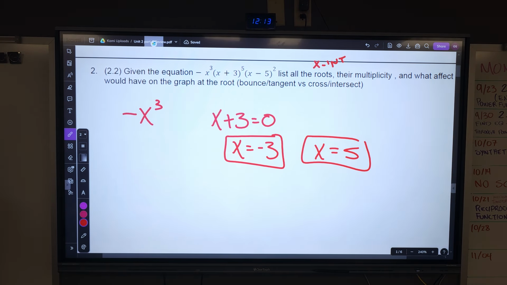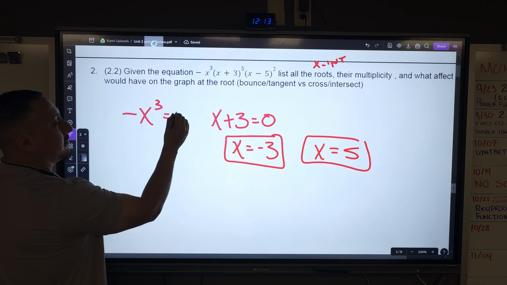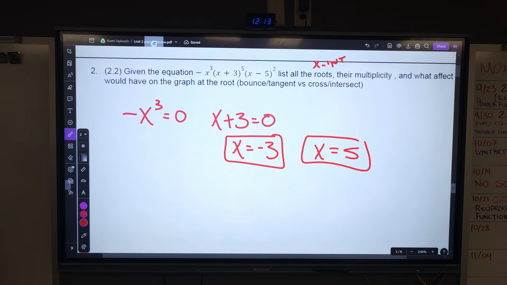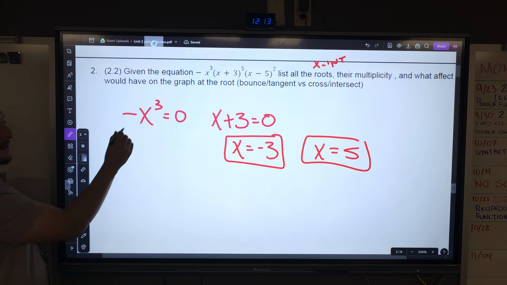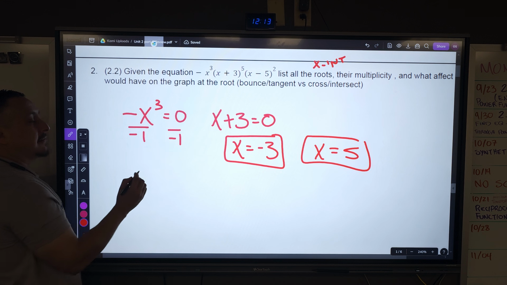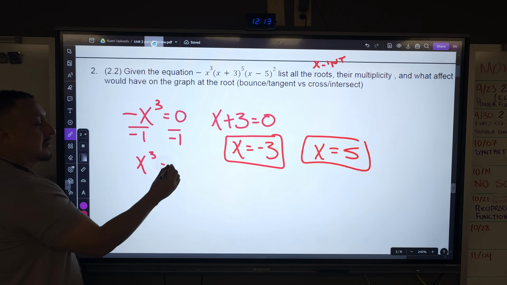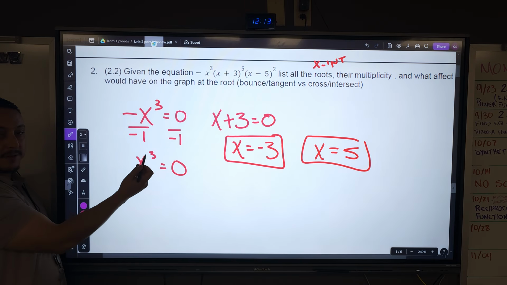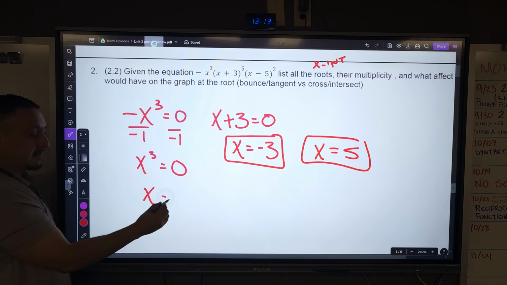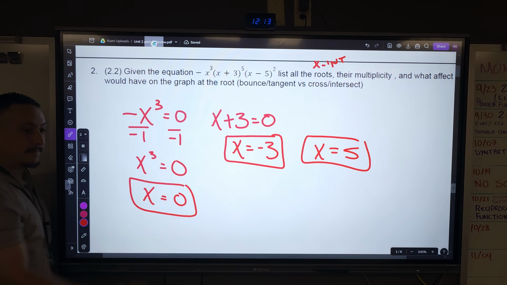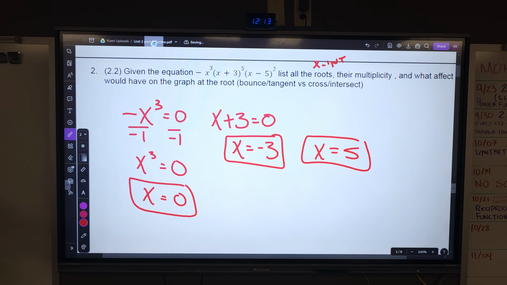Because you know that what's really happening is that you're setting it equal to 0. And so if you solve that little mini equation, divide by -1, divide by -1, what number cubed is 0? 0. Okay? That's why it becomes the opposite, because you're really setting it equal to 0. Does that make sense, guys?